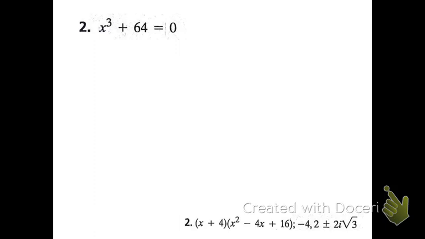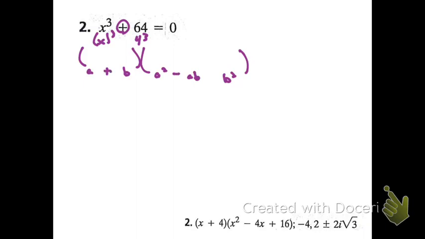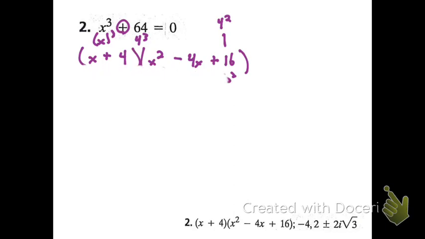This is a sum of two cubes, so I'm going to factor this first. Keep in mind and remember, 64 comes from 4 to the third. X to the third comes from x to the third. So there's a and b and a squared, ab, and b squared. And I have the same sign, opposite sign, positive. So same, opposite, positive. I put an x here, a 4 there, x squared, 4x, and let's see here, 4 squared is 16.